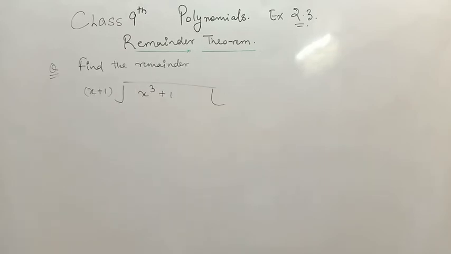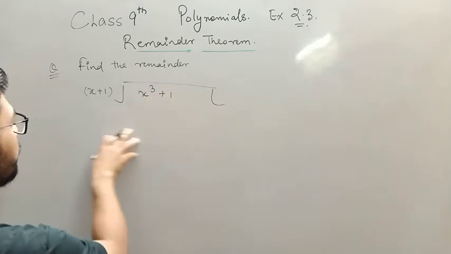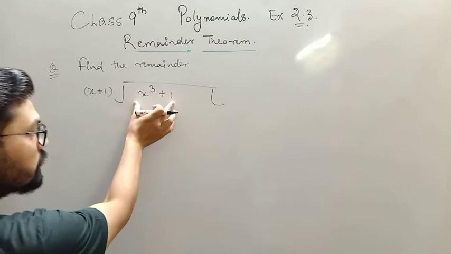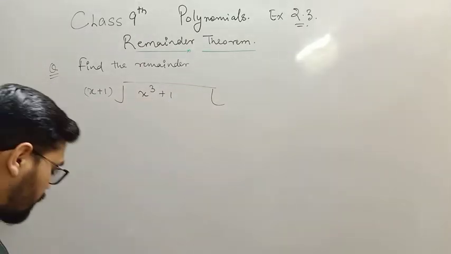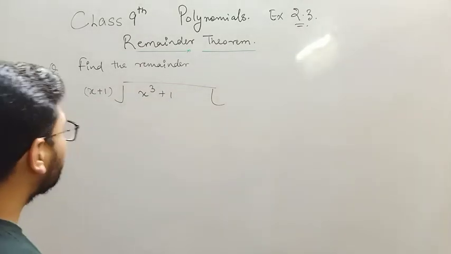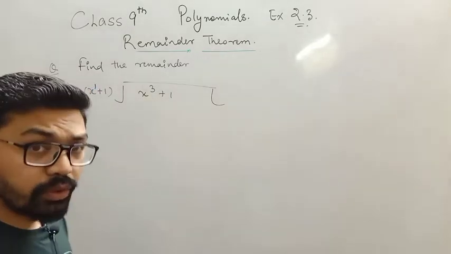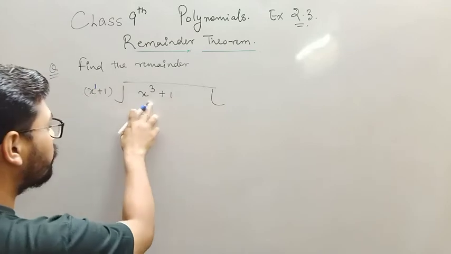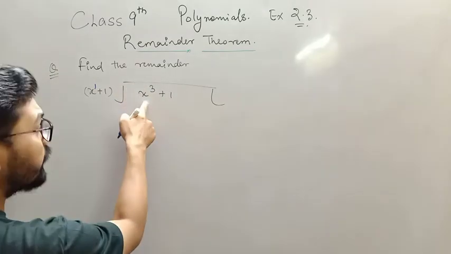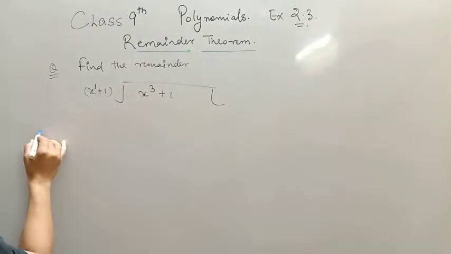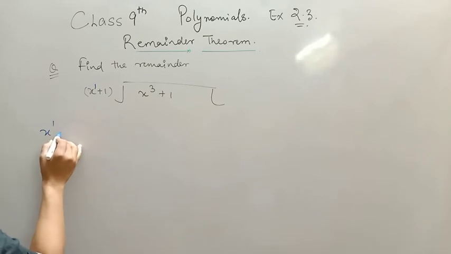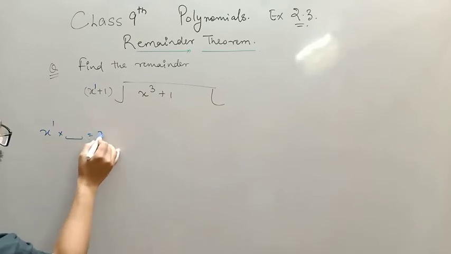Now in this case, you just need to find the remainder when you divide x cube plus 1 by x plus 1. So this is the dividend and this is the divisor. Now here x to the power 1 is given and here x to the power cube is there. So what do I need to multiply with this to get x cube? So what should I multiply with x to the power 1 here so that I'll get x cube?